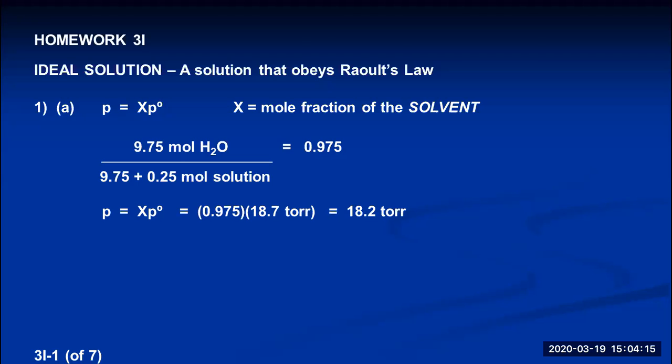That's 97.5% of 18.7. In B, we're dissolving 0.25 moles of magnesium chloride in 9.75 moles of water, and the only difference is magnesium chloride is an electrolyte, whereas urea was a non-electrolyte. Electrolytes dissociate into ions. And so when magnesium chloride gets dissolved in water, each formula unit dissociates into one magnesium ion and two chloride ions. 1 plus 2 is 3. You get 3 solute particles for each one solute formula unit that you dissolve into the solution.